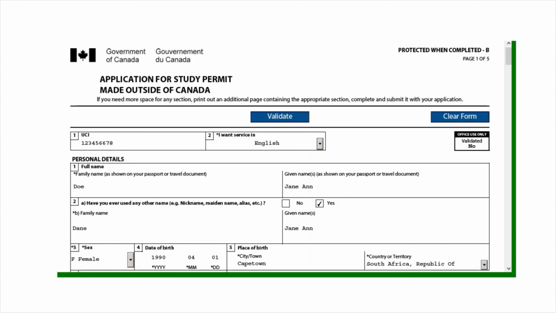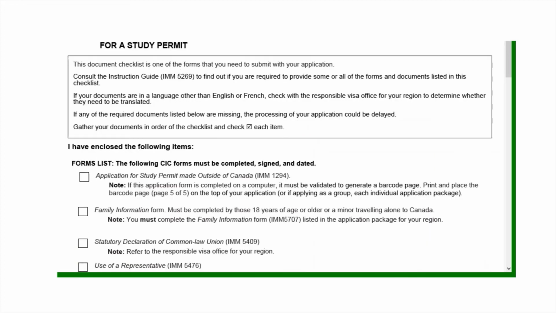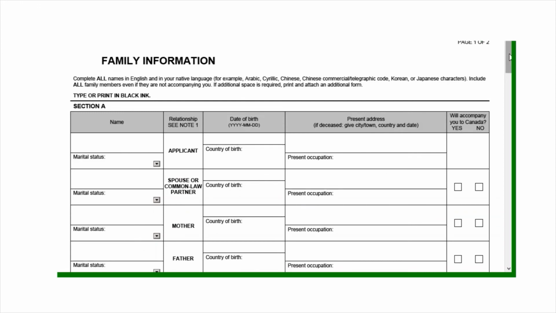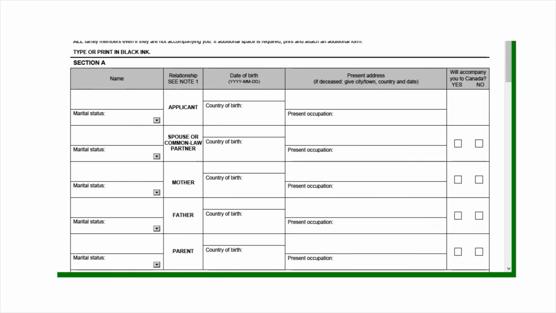So now we'll move to the family information form. You also have to fill this form, and this is a very straightforward form. You just have to write the names of your family members. Here you write your name, you are the applicant. Write your name, put your marital status. There are different options. Put your country of birth, your date of birth, and then your occupation. So wherever you are, whatever you're doing, make sure you put your occupation.